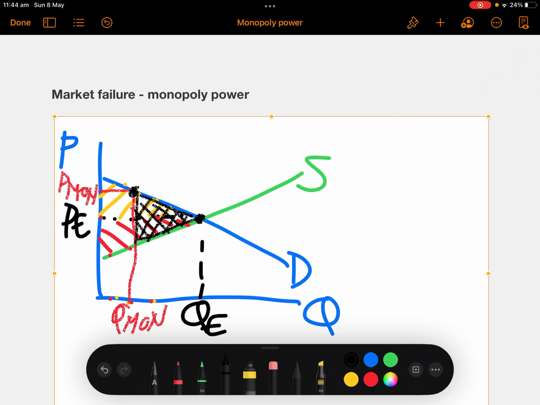So if you were doing that in an exam, you might label the little triangles or shapes as A, B, C, D, E to make it clearer. But in this, I'm just illustrating this to show you the loss of social surplus in monopoly in a colourful sense.